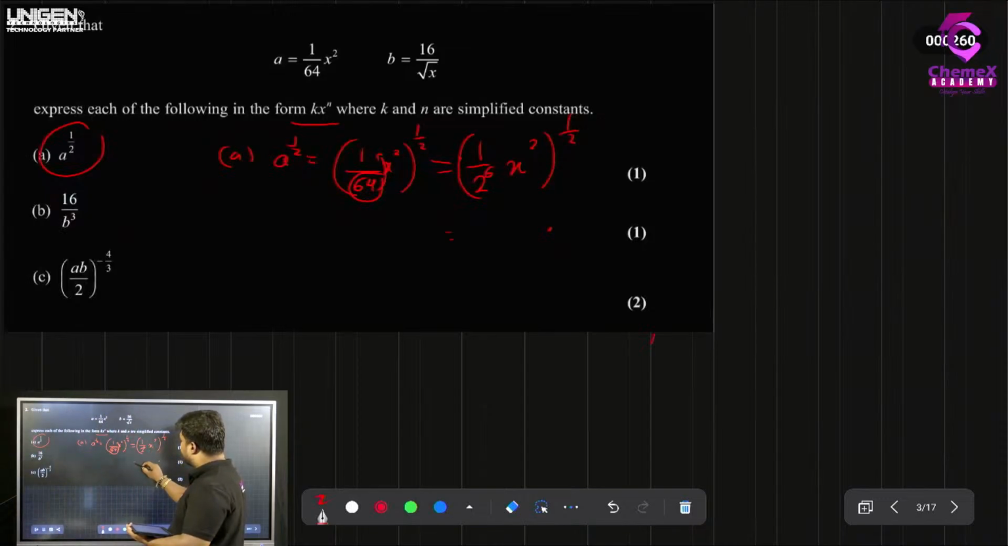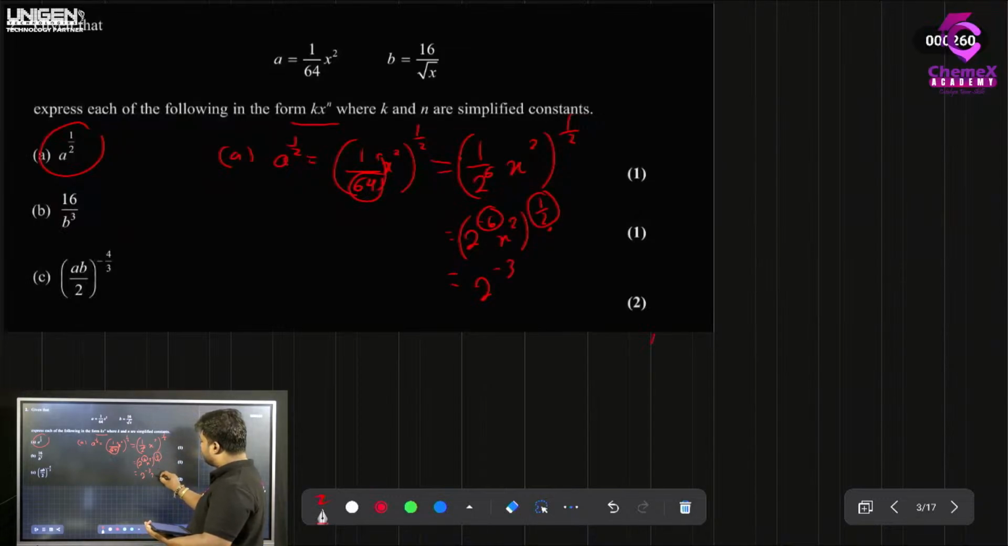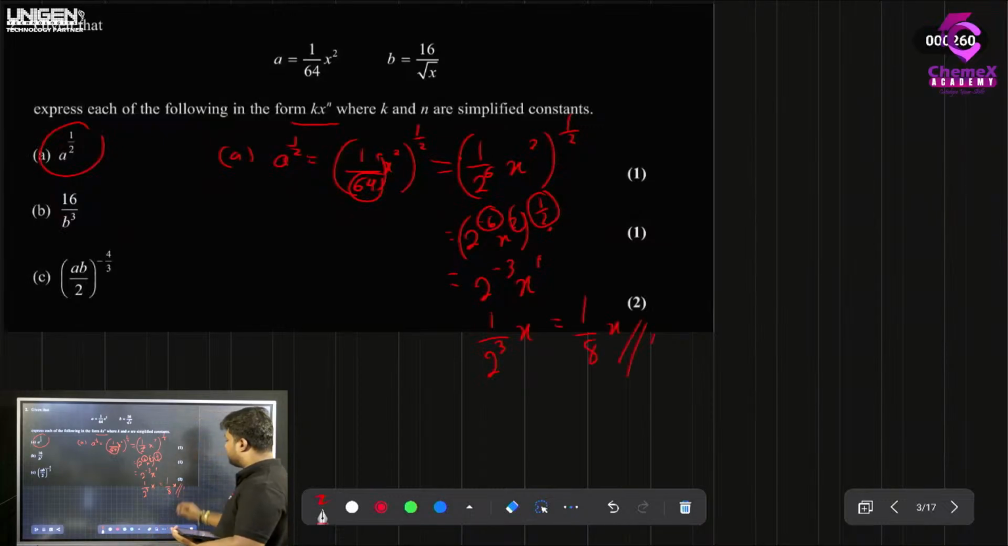So then I can write 2 to the power minus 6, x squared, then multiply by half. It becomes 2 to the power, this into half is minus 3, x to the power 1, this 2 into half is 1. So it's 1 over 2 to the power 3 x, which is going to be 1 over 8x. Do you understand or no? Is it clear? Yes. Okay, then the B part. These are easy things.